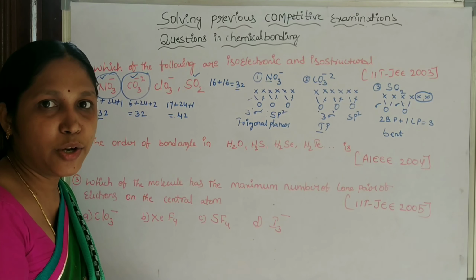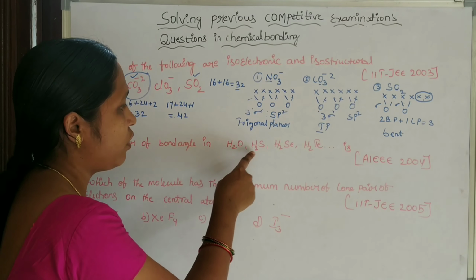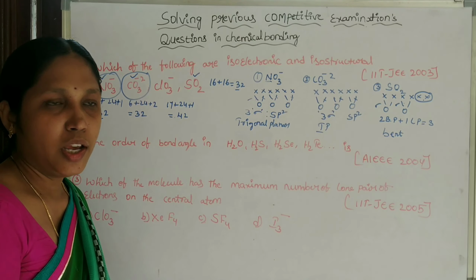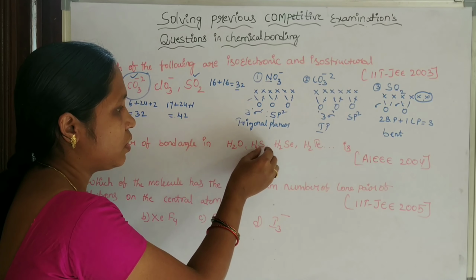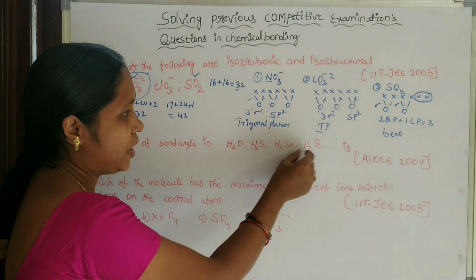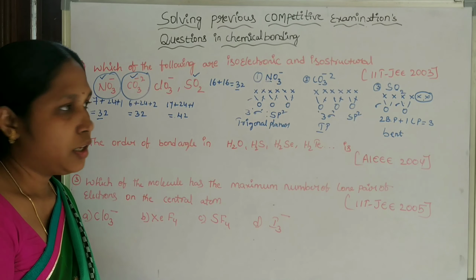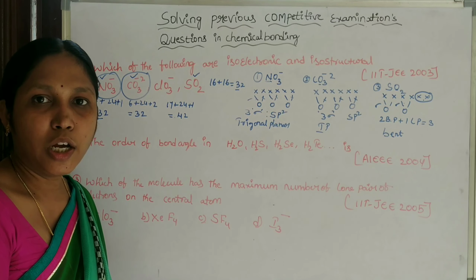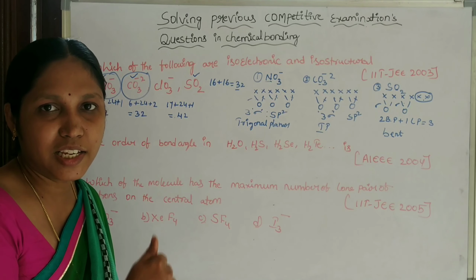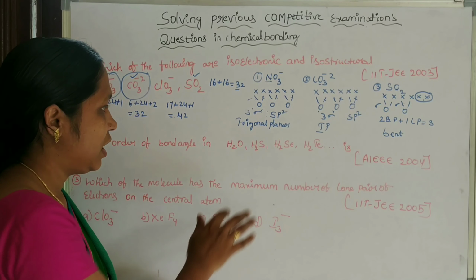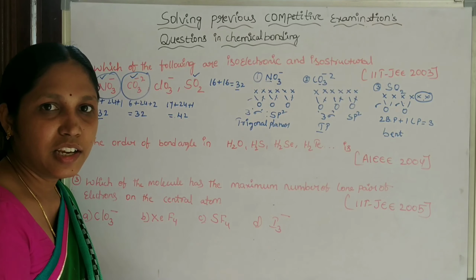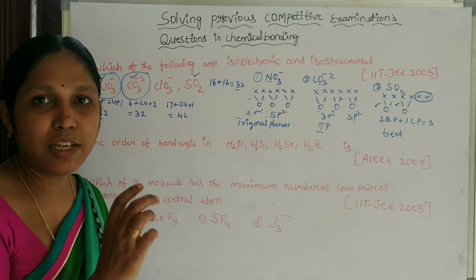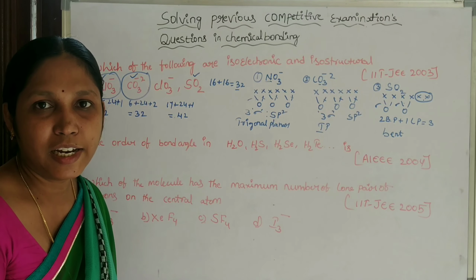Now the next one: the order of bond angle in hydrides of 6th A group elements. Those are H2O, H2S, H2Se, H2Te. In these, the central atom is oxygen, sulfur, selenium and tellurium. All the 4 elements are the same group elements. In a group, from top to bottom, size increases. So what happens if size increases? If the size of the central atom increases, bond angle decreases.